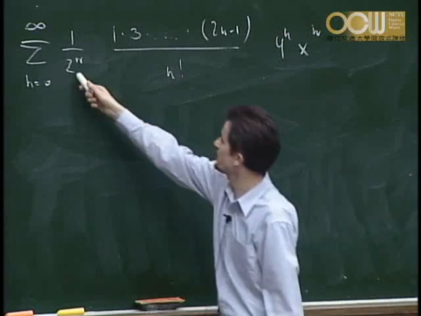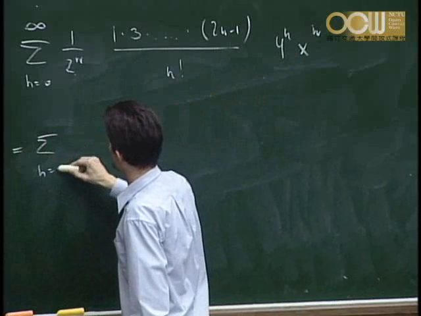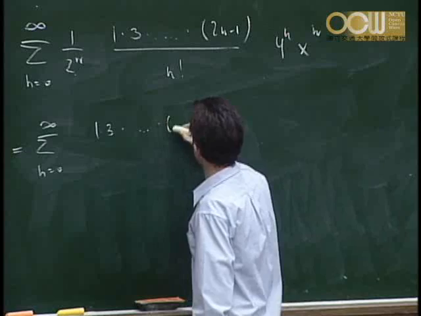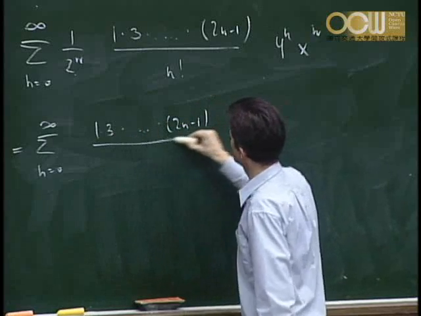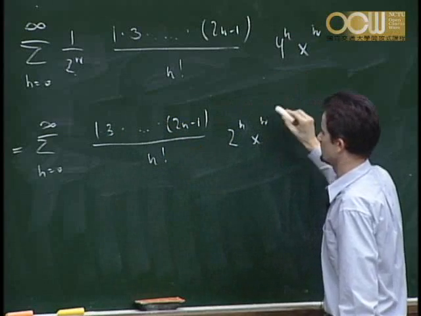Actually this one cancels with this one. Then we have just 2 to the n left here. So what we have is 1 times 3 times up to 2n minus 1 over n factorial. And here we have 2 to the n, x to the n.